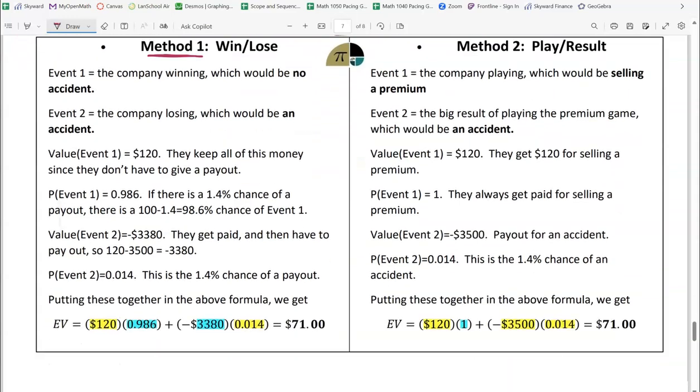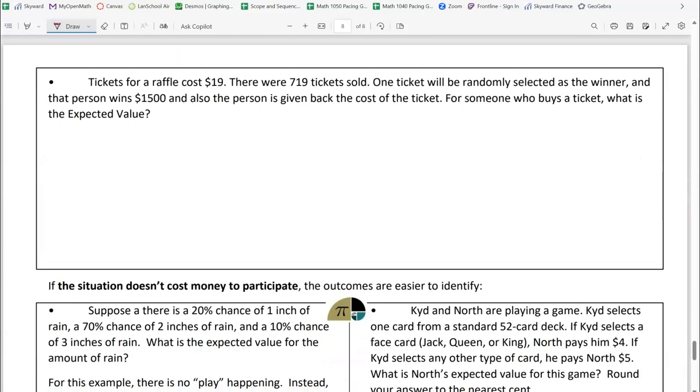Okay, let's scroll down and we'll do another example. So, this one, we have tickets for a raffle, cost $19. There are 719 tickets sold. One ticket will be randomly selected as the winner, and that person will win $1,500, and they're given back the cost of the ticket. So for someone who buys a ticket, from this person's point of view, what is their expected value?